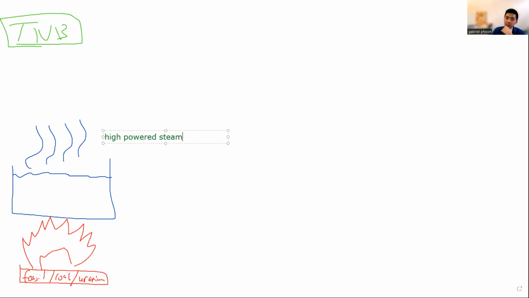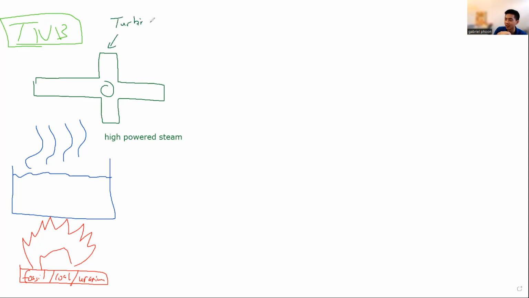This high-powered steam, in turn, is used to spin a turbine. Do you know what a turbine is? A turbine is essentially like a windmill. There are blades that are being spun by the air. These are what they call turbines. I'll show you a picture later on. Anyways, this is a turbine here. Just for simplicity's sake, I draw it like this.